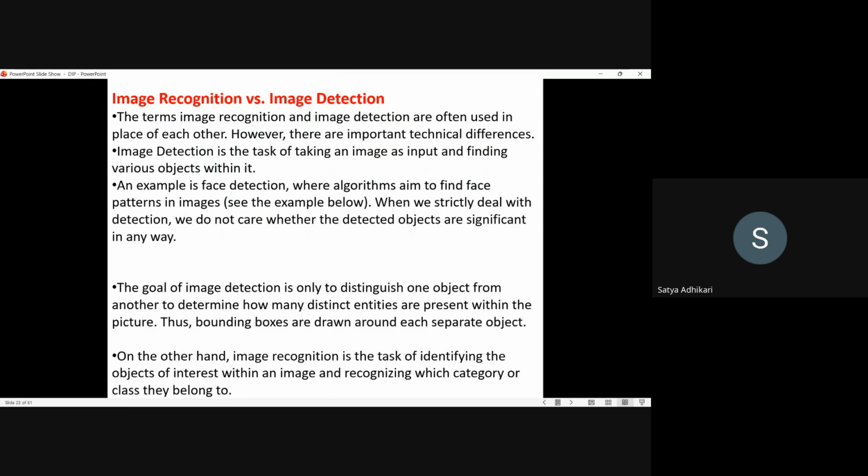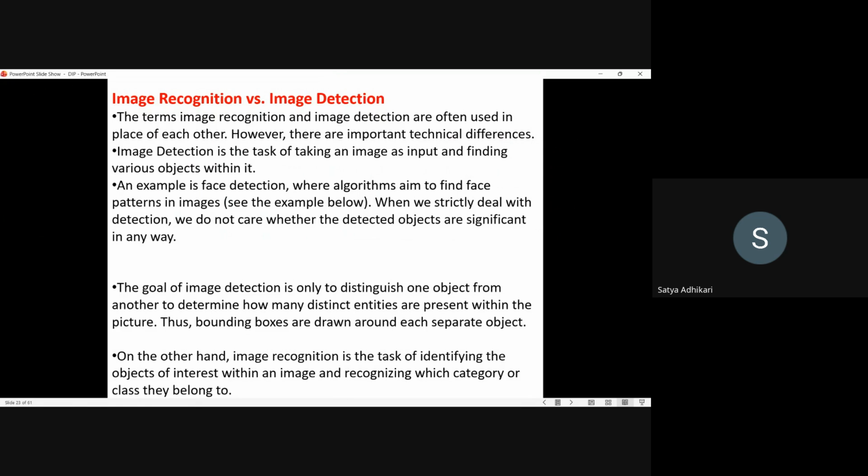You see here, there's also a difference between image recognition and image detection. Let us see how. The terms image recognition and image detection are often used in place of each other. However, there are important technical differences. Image detection is the task of taking an image as input and finding various objects within it. For example, face detection, where the algorithm aims to find face patterns in an image.